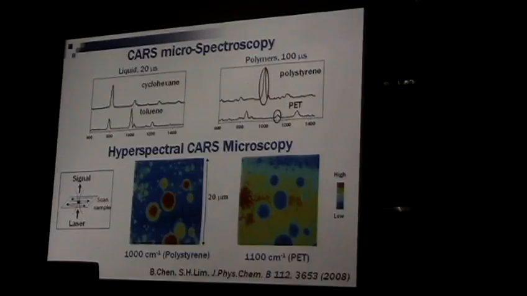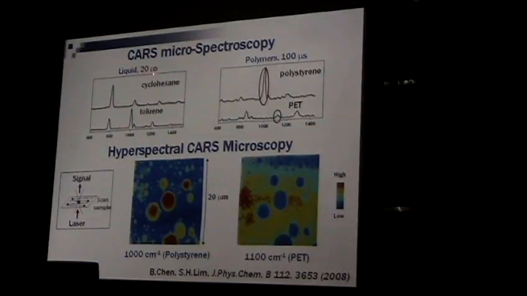So this is what we achieved about 1.5 years ago. The first thing we did was plug in some liquid sample, like cyclohexane, toluene. These are very strong samples. But this is a Raman-equivalent signal taken in 20 microseconds. And I think this is almost the first time people ever measured a Raman-like signal in less than a millisecond. That's the fastest speed my CCD can go. Then polymers like polystyrene and PET, 100 microseconds. So you can take this every 100 microseconds.